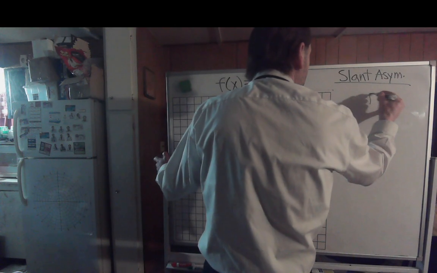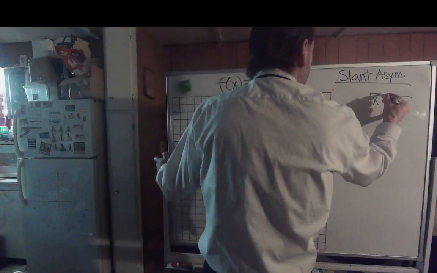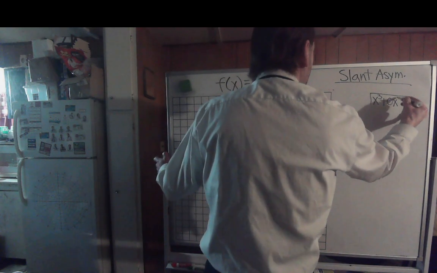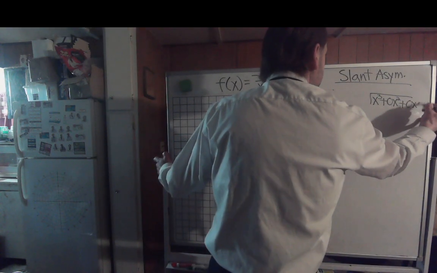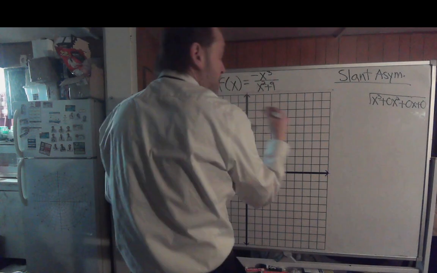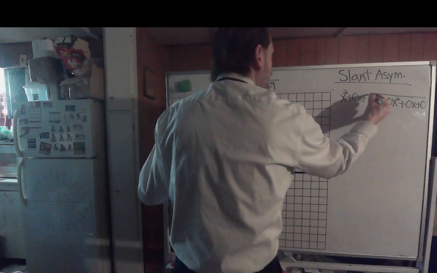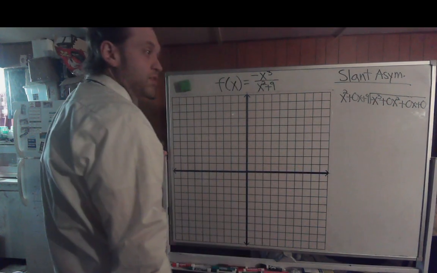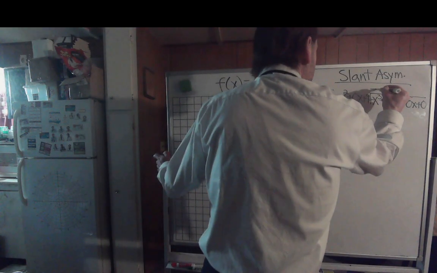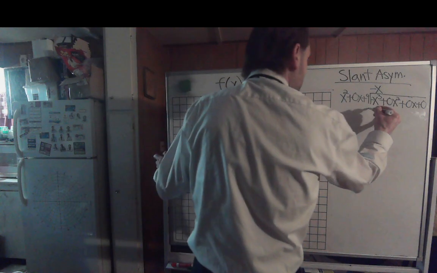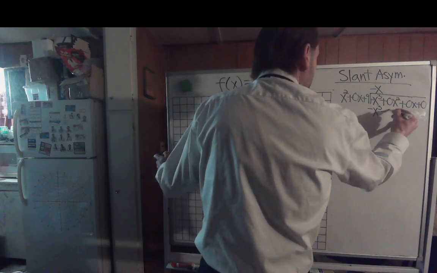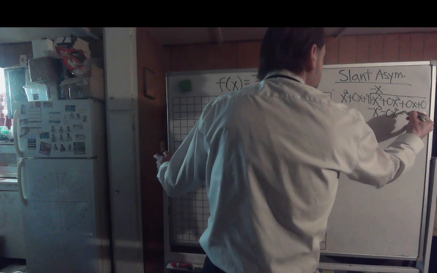That, of course, can be done by taking negative x to the third plus 0x squared plus 0x plus 0, dividing all that by x squared plus 0x plus 9. All right, so x squared, this is actually negative x to the third, excuse me. X squared goes into negative x to the third how many times? It goes in negative x times, so this would end up giving you negative x to the third minus 0x squared minus 9x.